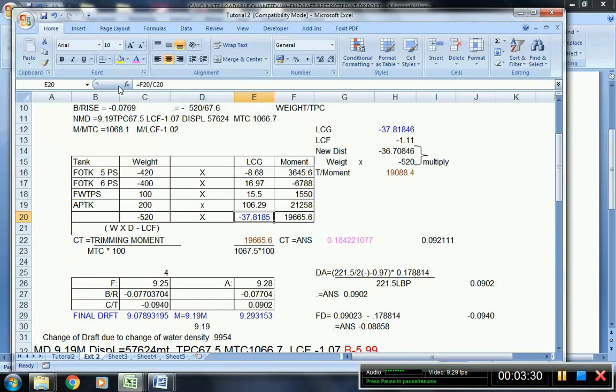So I will just put open parentheses 1, then minus, negative, minus the LCF, then enter. So this will be your corrected distance.